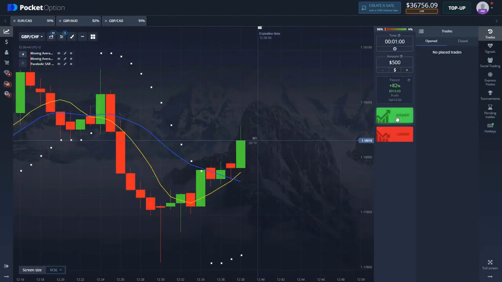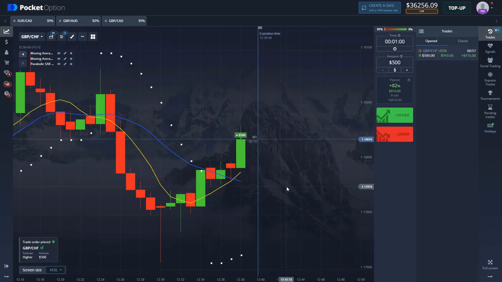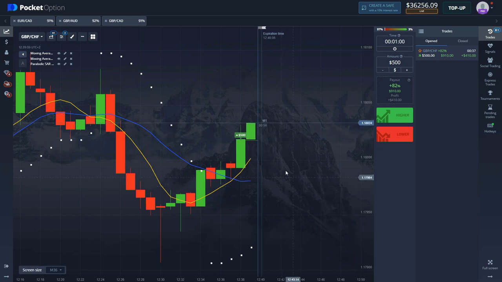And here we have another entry. Once again, you see we're entering a little bit late, even though the cross has just happened. The parabolic SAR has already printed 4 dots below the price action. However, your main indicator for entry is the cross of the lines, and then only you look at parabolic SAR, and if it confirms the entry, then you do take the trade.